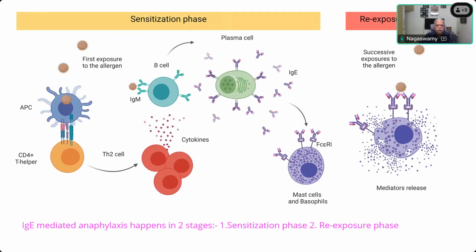These are the stages. So there are two stages in the immunoglobulin mediated anaphylaxis. One is the sensitization phase, the second is the re-exposure phase. So the mast cells and basophils are in a sensitive state, and again when the re-exposure occurs, the whole thing gets released and the clinical picture appears.